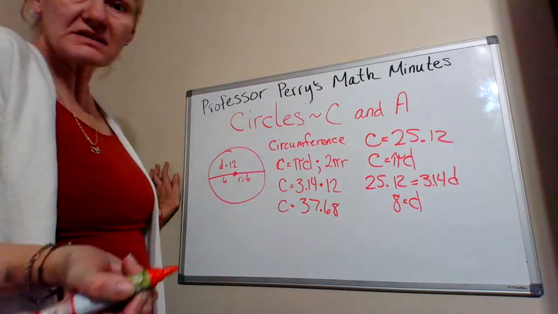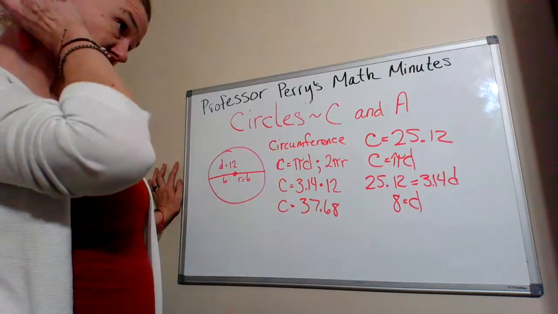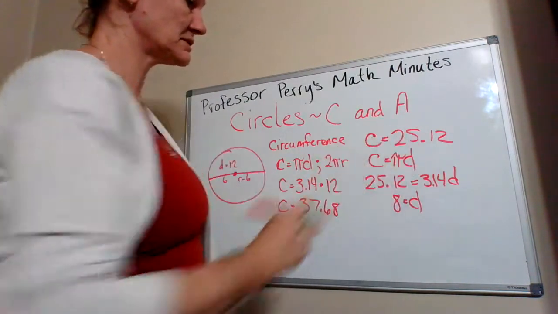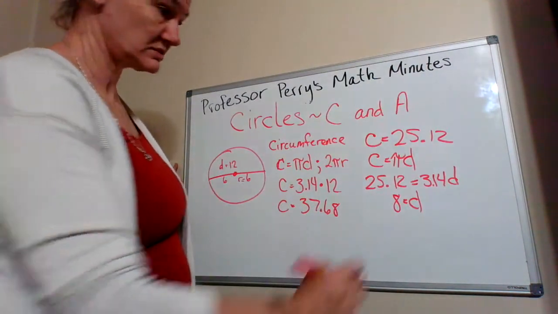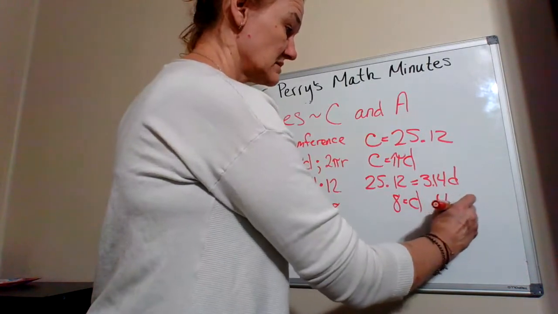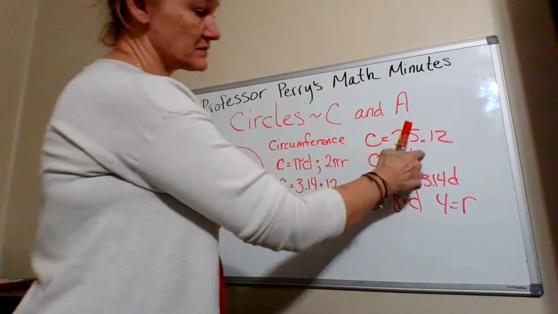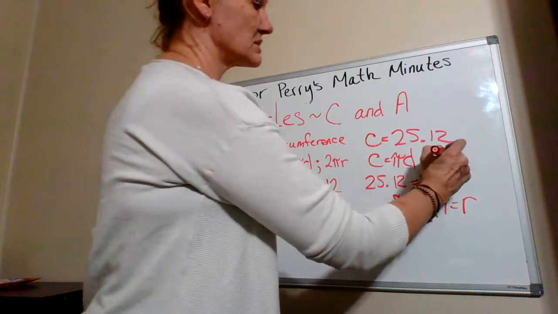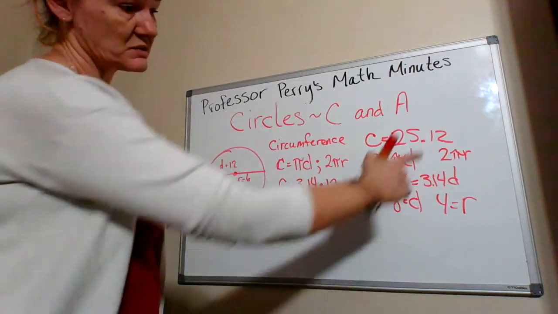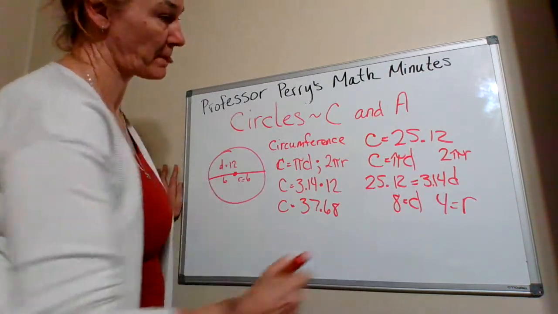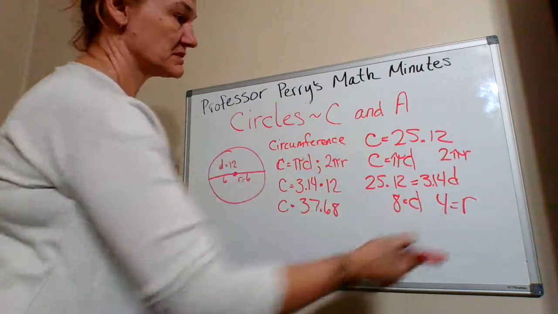Okay, what if it asks you for the radius? I got the diameter, I use the diameter one. How do you find the radius from the diameter? You divide by 2. So your radius will equal 4. If they give you a radius, instead of this one, you can use the 2 pi r, and you will come up with the same information. Your diameter is 8 on this one. Your radius would be 4.